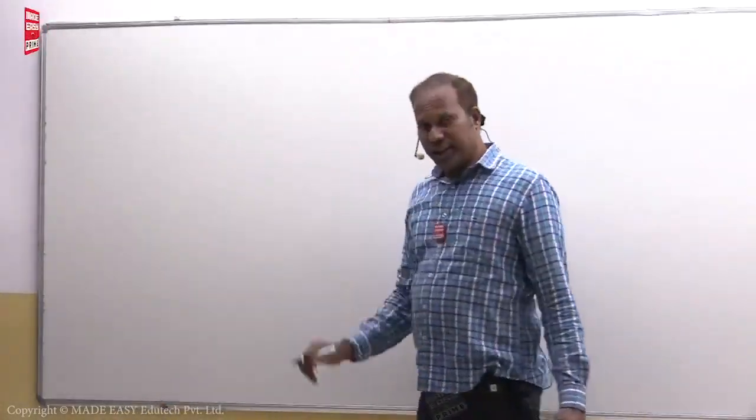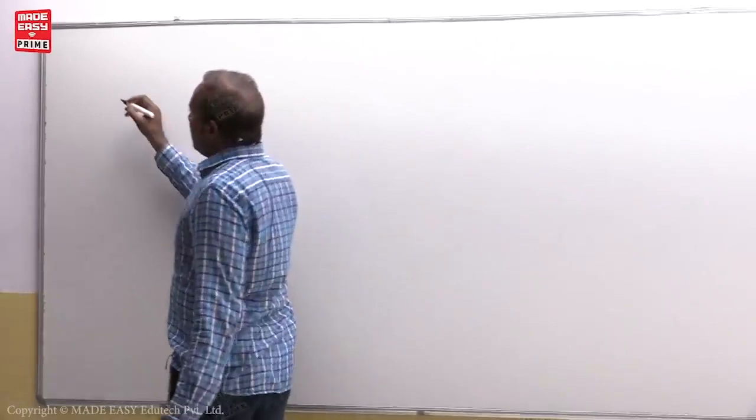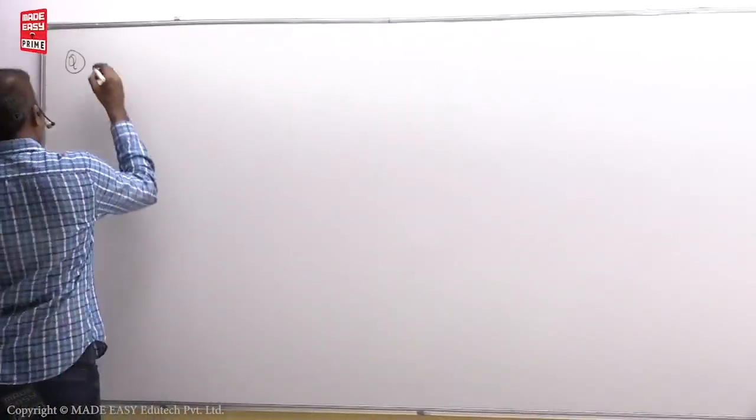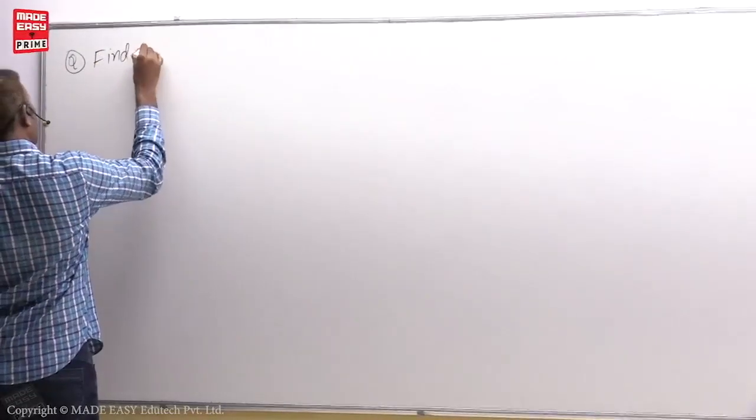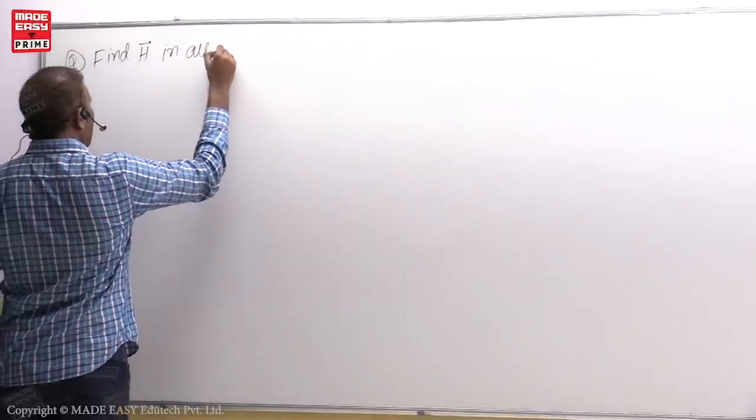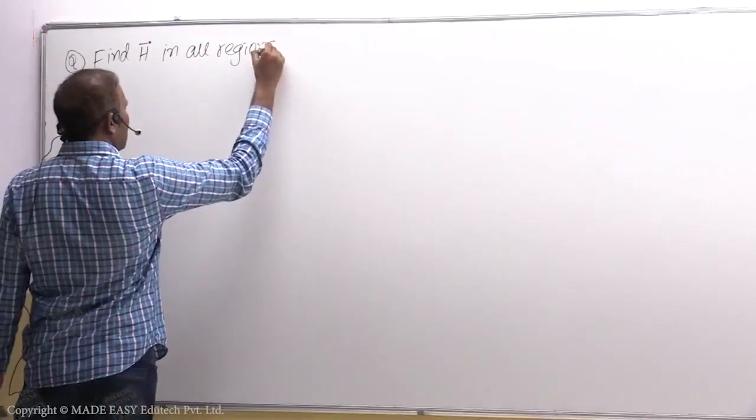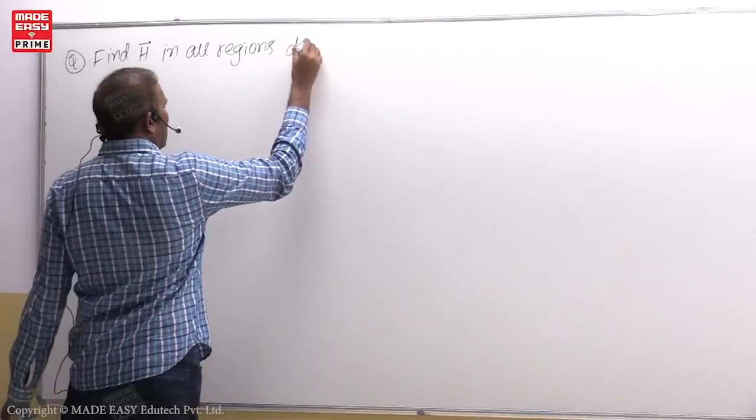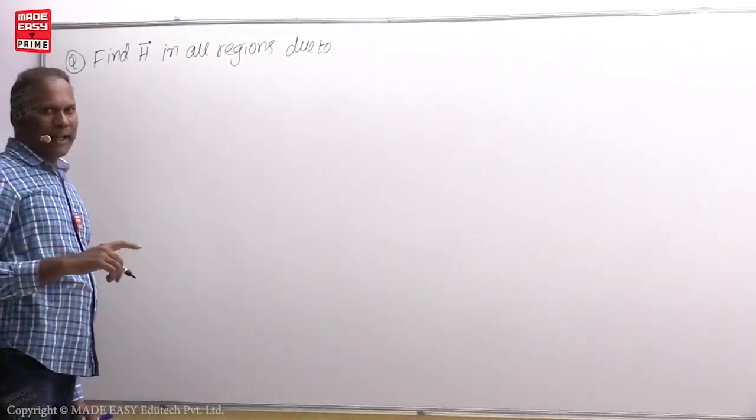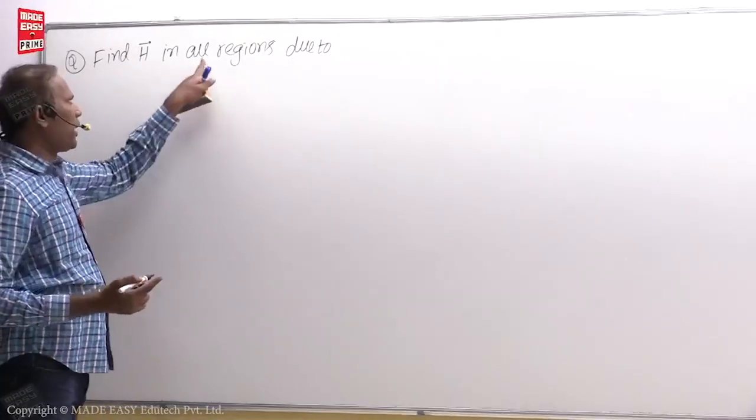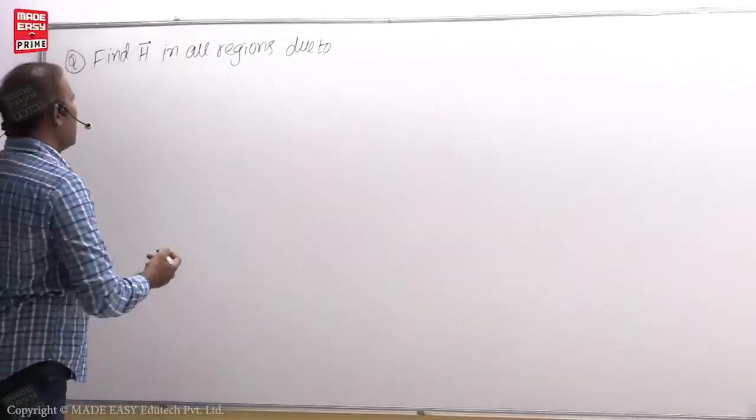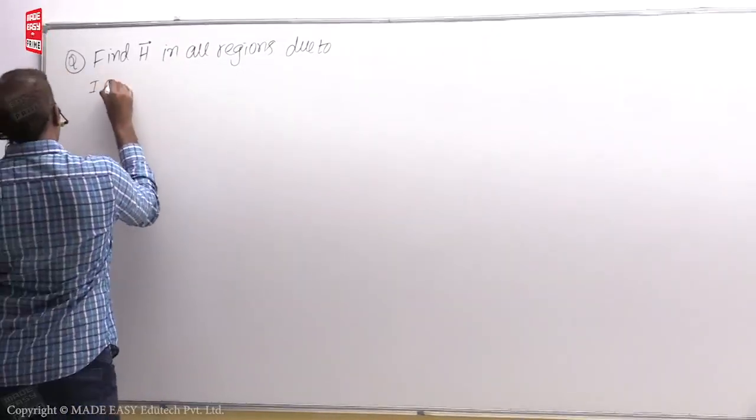So now I am writing the question. The question is: find H bar, that means magnetic field intensity, in all regions due to I current. All regions means in the rectangular system point x y z, in the cylindrical system point rho phi z, in the spherical system point r theta phi, like that.